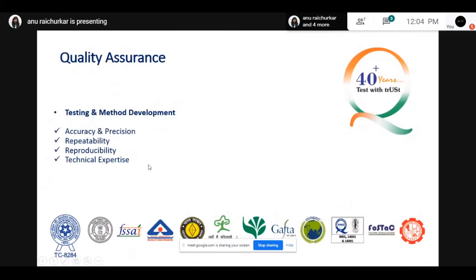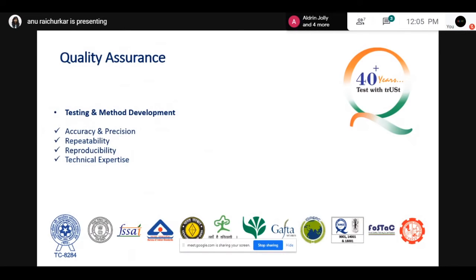Now, testing and method development. Quality assurance, as I mentioned, is extremely critical. So in the laboratories, testing is also done. Apart from that, we are all constantly innovating and developing different types of methods. Whatever testing is done in food laboratories, it has to ensure that the processes involved are accurate, and whatever results are coming out have to be accurate and precise. There is repeatability, reproducibility, and the expertise that is involved. The hand that is doing the analysis has to be technically completely sound.